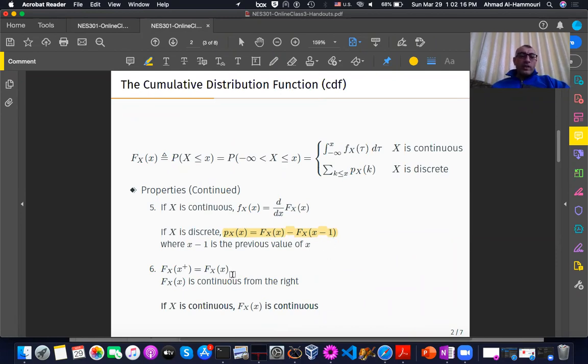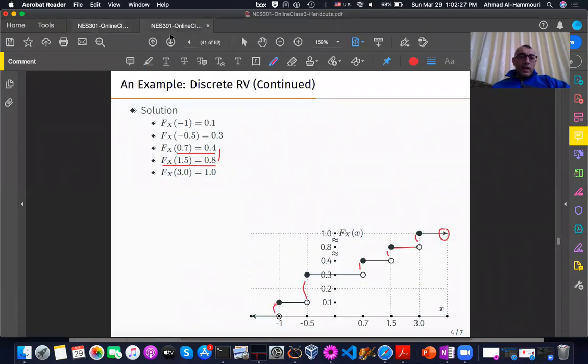Let's come to this last property. F of X from the right equals F of X. We say that F of X is continuous from the right. What does this mean? See, just remember this.